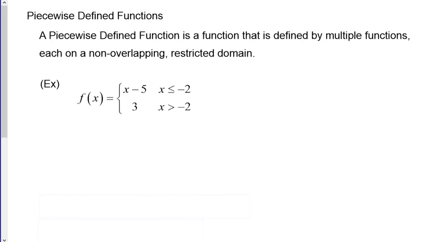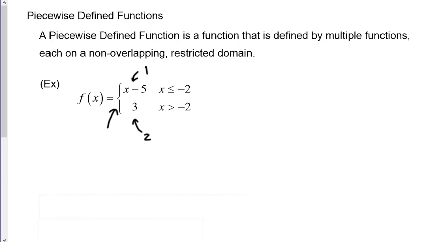Those are dependent on different authors. But this is the basics of it. So I have two functions. The first function is x minus 5, and the second function is 3. They're connected together by this brace here that tells me they're being joined into one function.